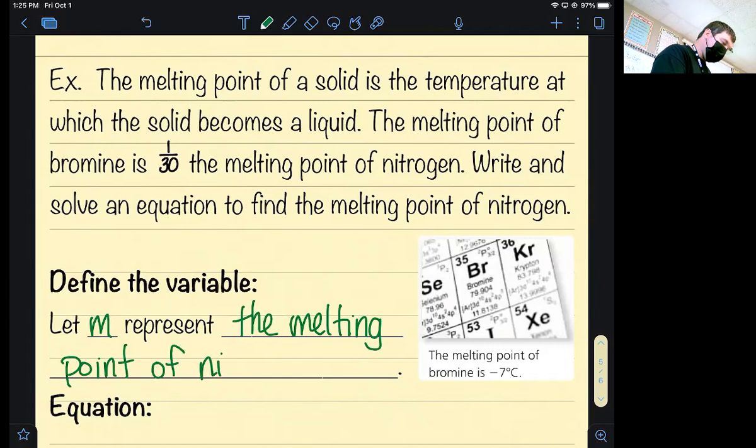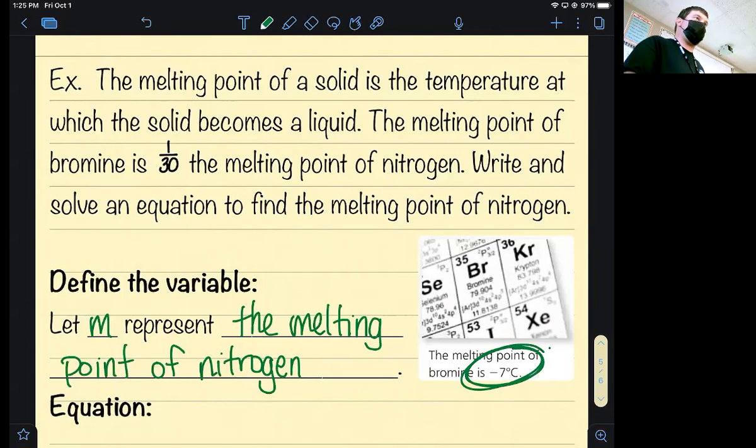Okay. We actually know what the melting point of bromine is. If you look closely enough, you might find it. What is the melting point of bromine? Go ahead, Owen. Yeah, -7 degrees. Okay. I know that the melting point of bromine is 1/30 the melting point of nitrogen. That was given to me in the problem here.